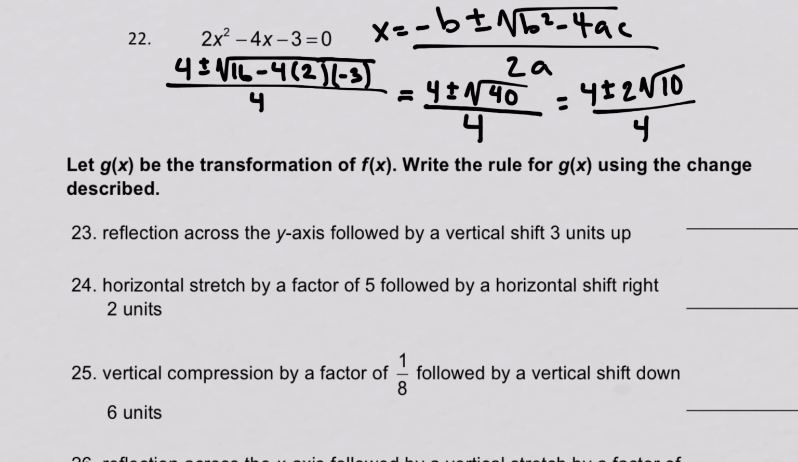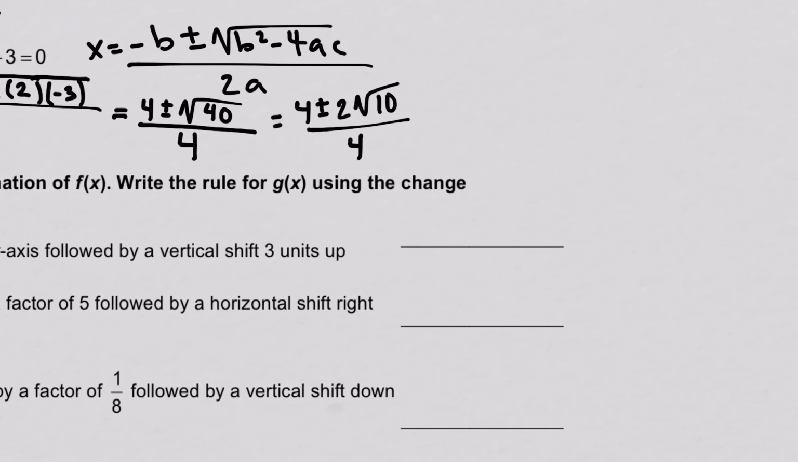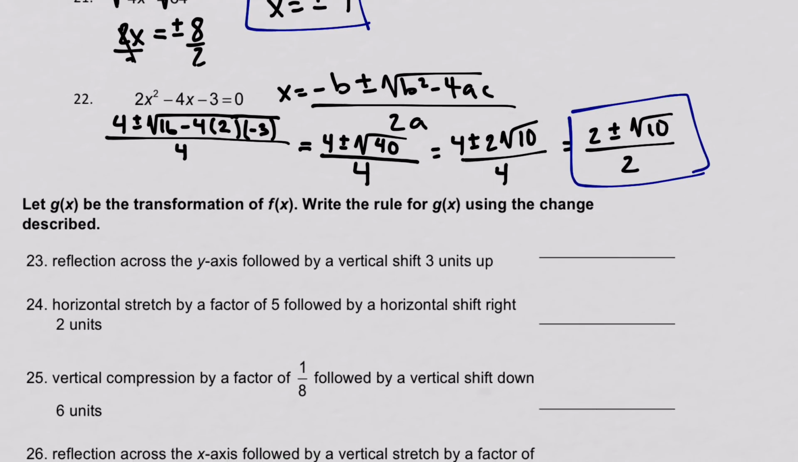And now I can simplify this 4, this 2, and this 4, okay, by dividing them all by the same number. So my final answer, and I'm trying to make it fit somewhere in this space. Let's move it over here. My final answer is going to be 2 plus or minus radical 10 all over 2. And that is your final solution for number 22.